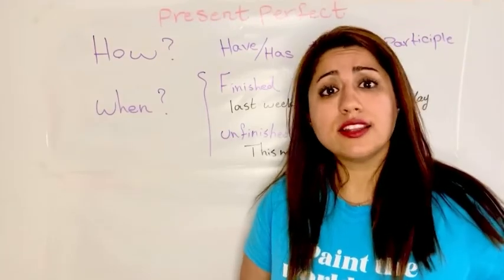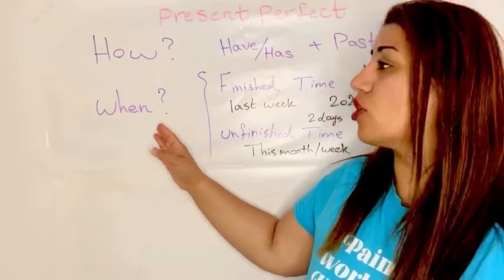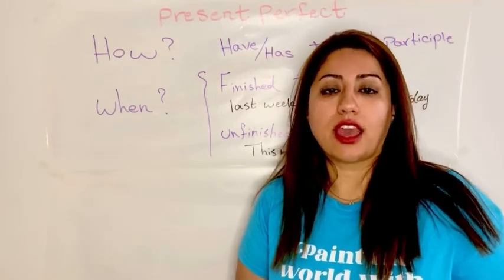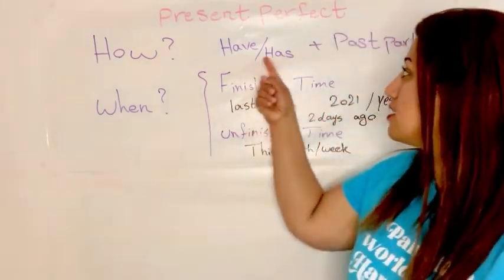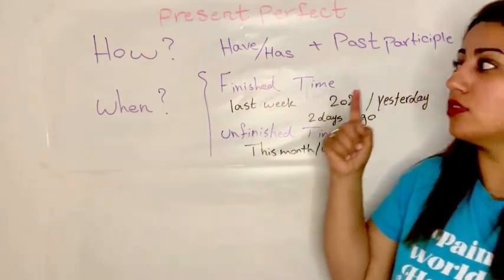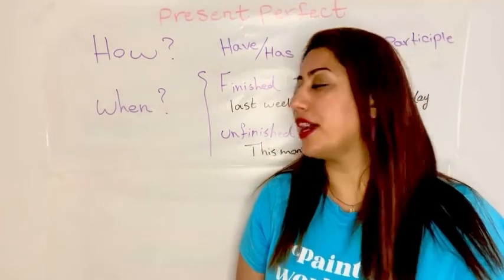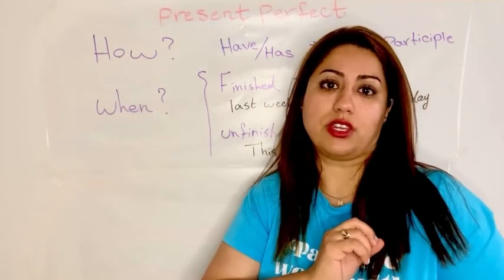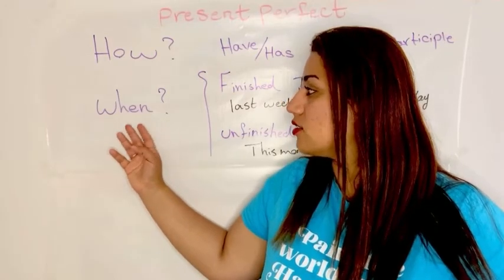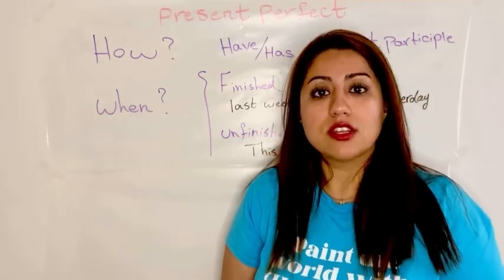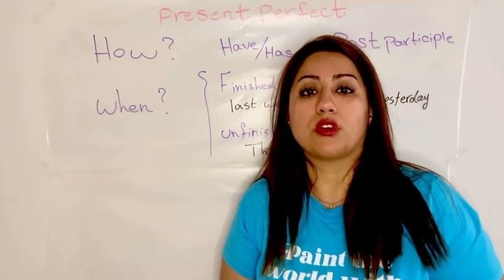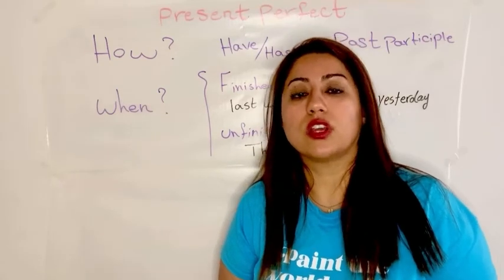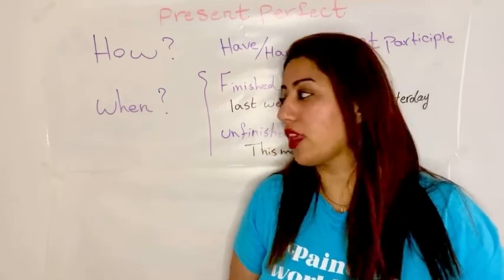Now let's talk about the time of present perfect. We understood how to make present perfect: using have, has, plus the past participle form of the verb. This is the formula for making present perfect. Now we need the time of present perfect. Sometimes students have problems or make mistakes in using present perfect, and also in using the correct time expression for that.